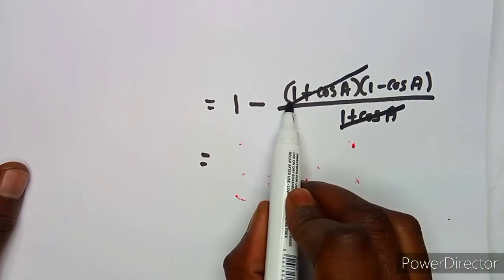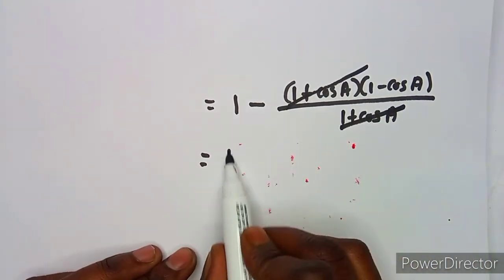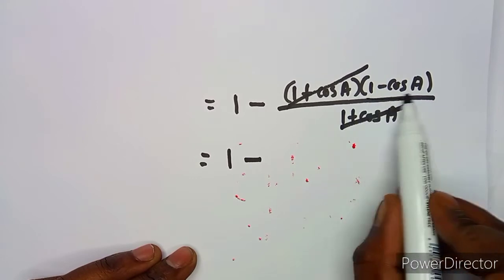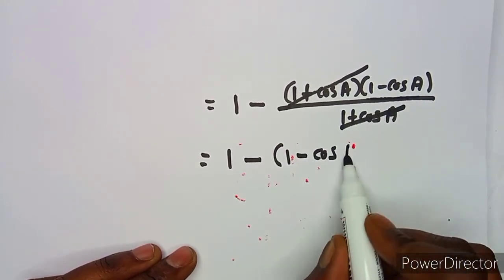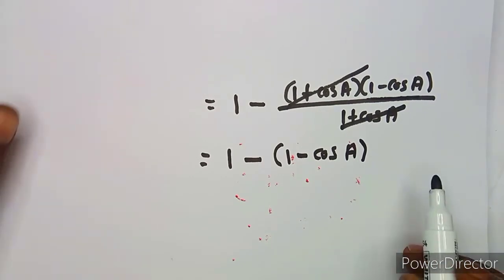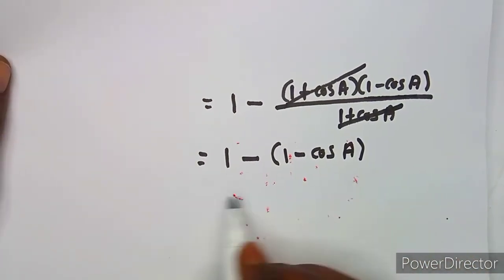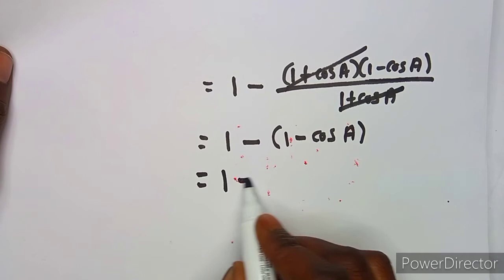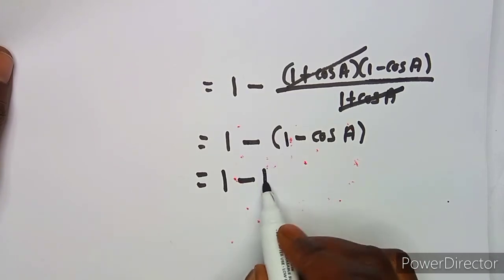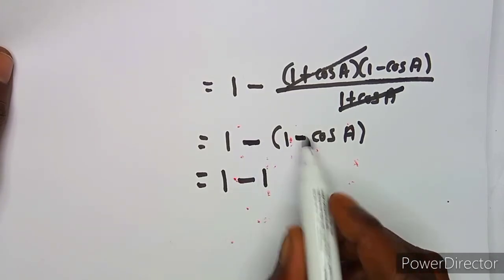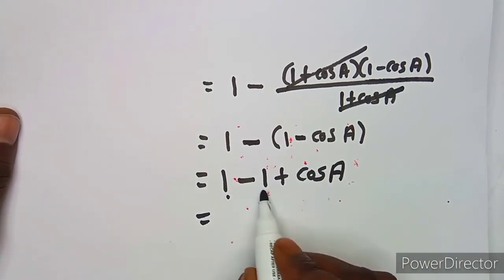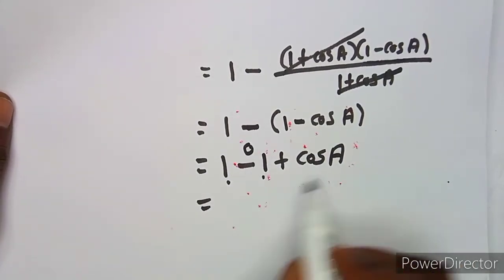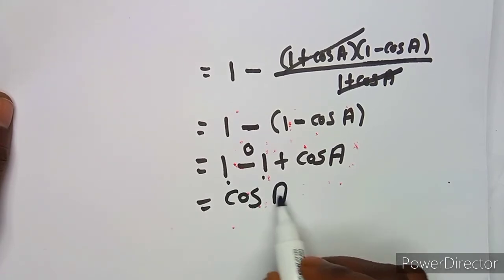Cancel these two because they are the same. So we are going to be left with 1 minus, take note, this is a bracket of 1 minus cos A. So we have to expand this bracket and simplify further. That's 1 minus 1 times 1 is minus 1, minus times minus, which is a plus cos A. So we have got 1 minus 1, which is a 0, plus cos A, which is cos A.